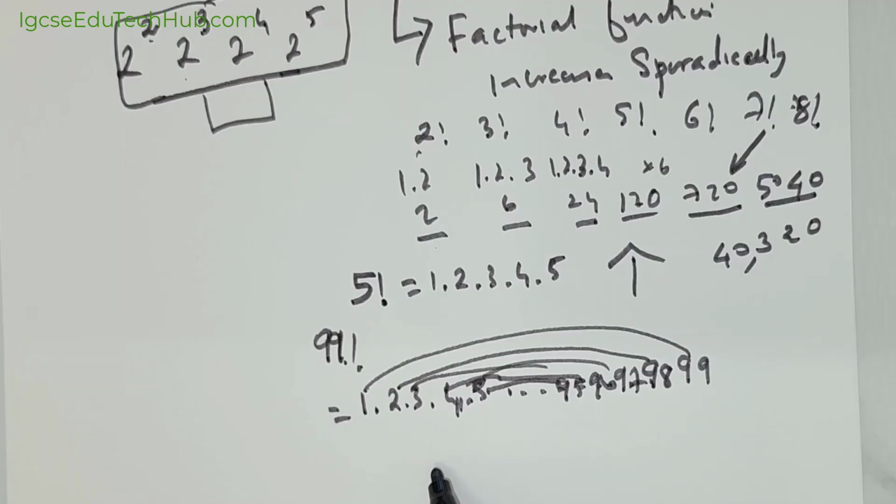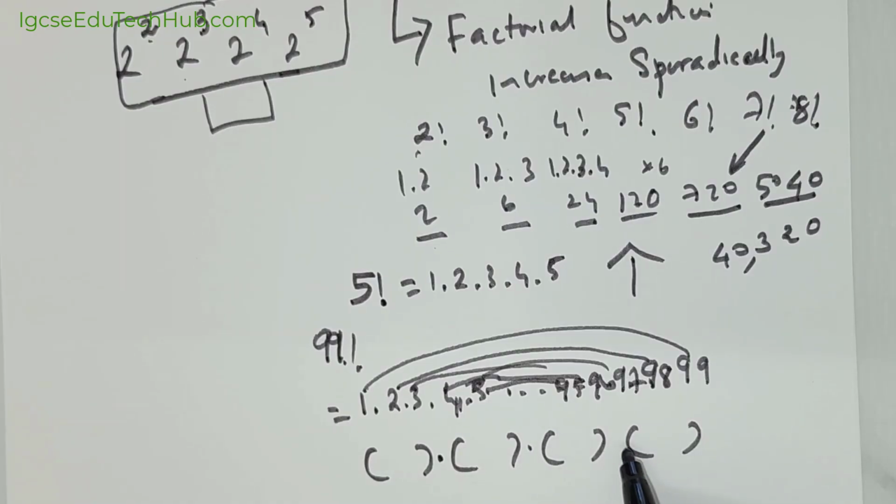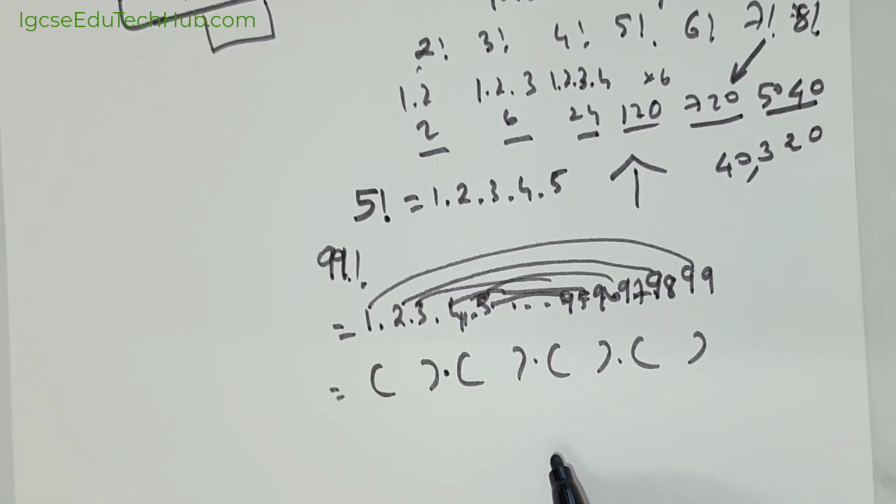So we can group them in couples: product, multiple, product, multiple, and so on and so forth. So my question is, how many such groupings are possible? In other words, I am actually interested in the number which cannot be grouped, which is left out from the grouping.